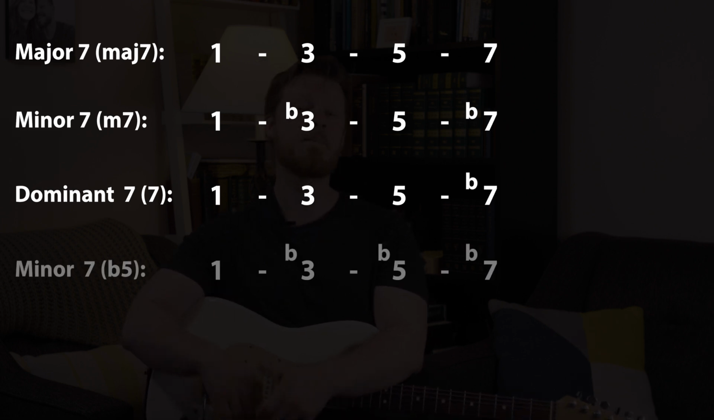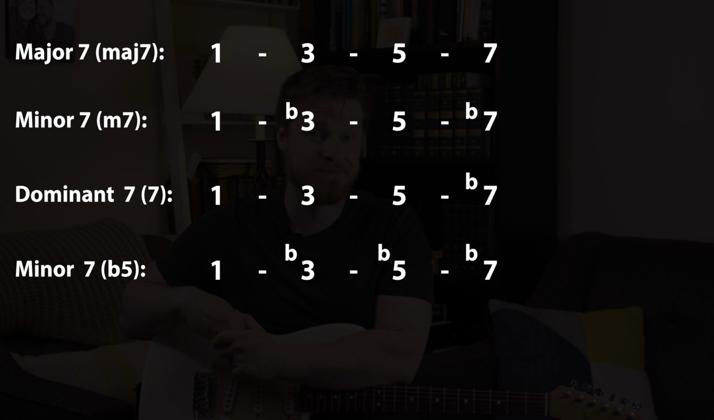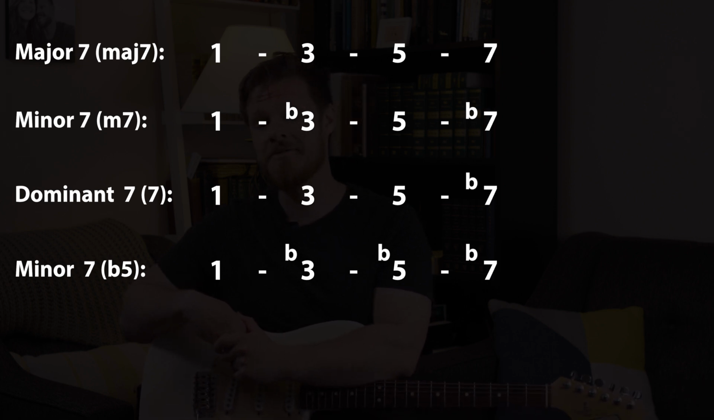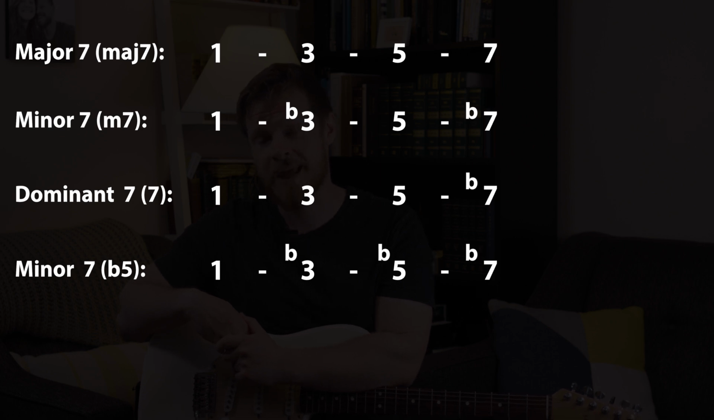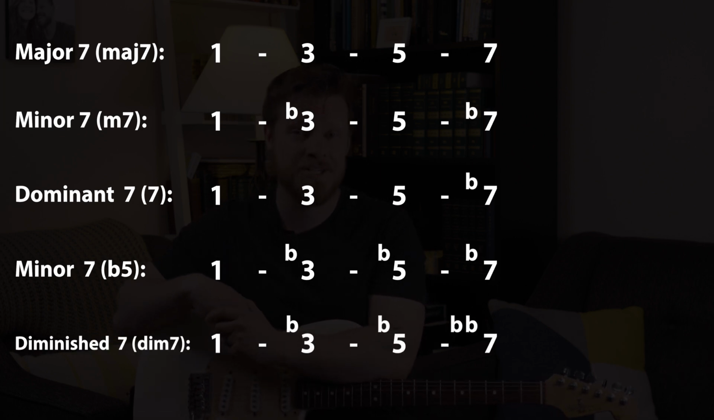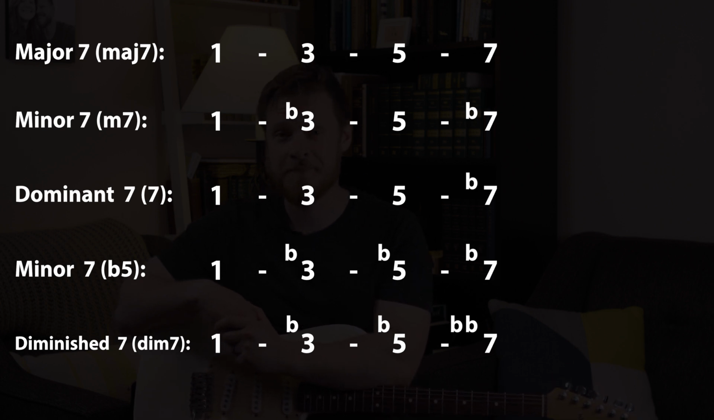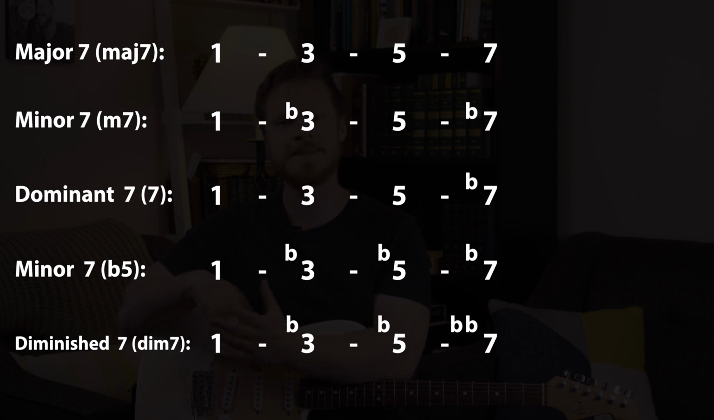If we play a minor 7 flat 5, we've got 1, flat 3, flat 5, and flat 7. And finally, if we play a diminished 7, we've got 1, flat 3, flat 5, and this wild double flat 7. So those are all great to know, but let's talk about actually using them in a song and how we can replace regular, normal chords with 7 chords.